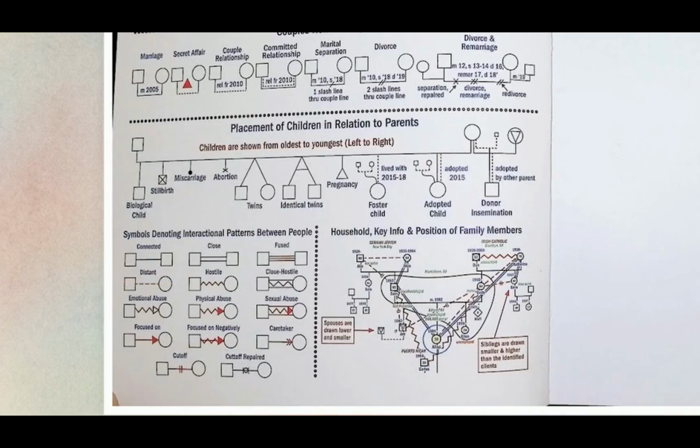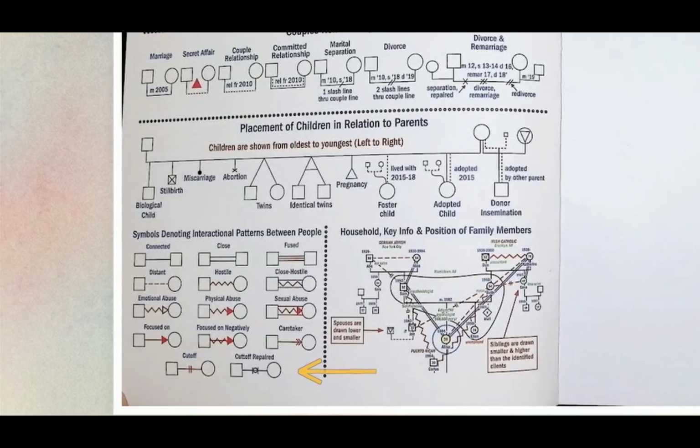Directional arrows denote specific power dynamics. A single straight arrow points to a designated caretaker, while a jagged arrow indicates the direction of emotional, physical, or sexual abuse. The ultimate systemic rupture is the emotional cutoff, mapped here as a solid line severed completely by two perpendicular slashes. This identifies family members who have entirely cut contact to manage intense anxiety. If that cutoff is eventually repaired, a circle is drawn directly between the two slashes to bridge the gap.